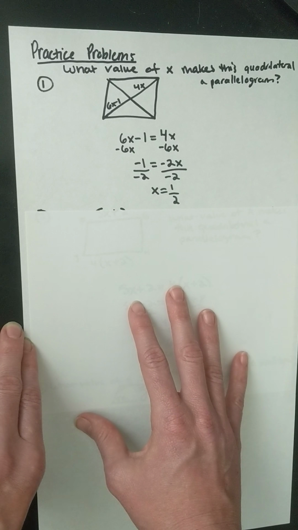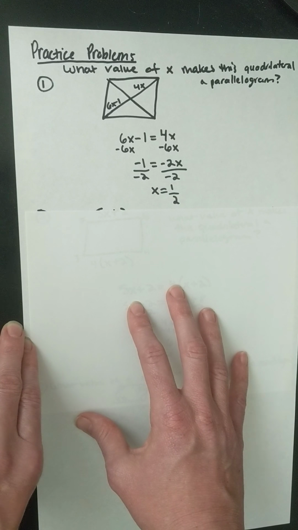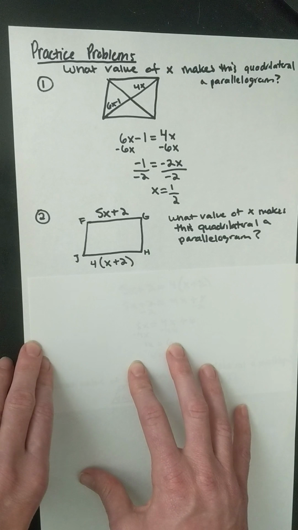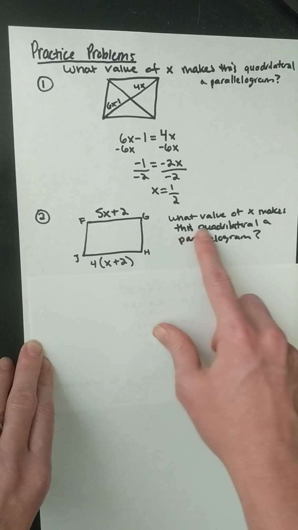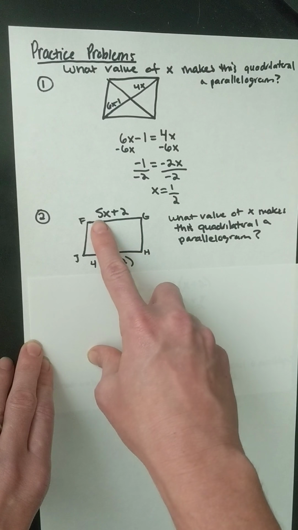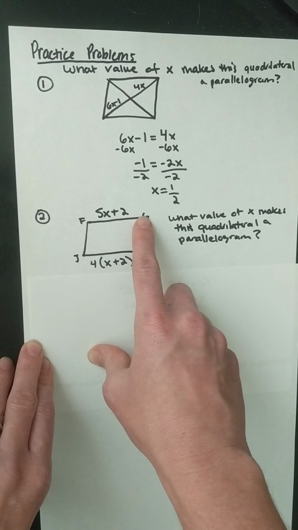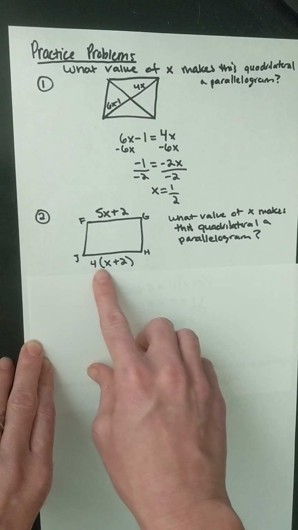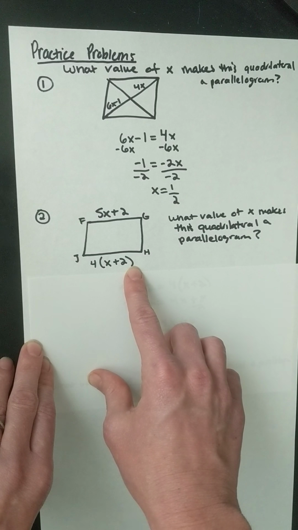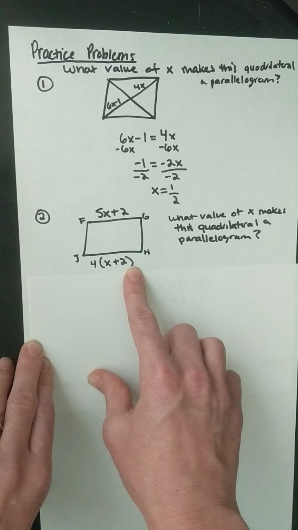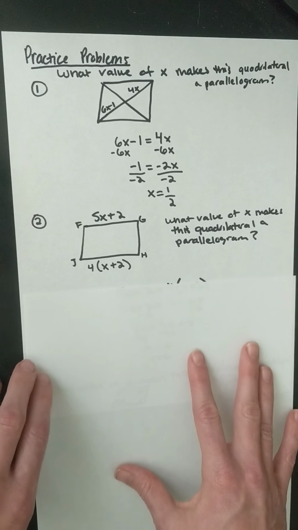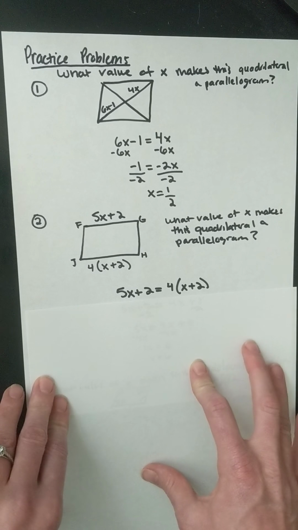Practice problem number 2, and we're going to go through 3 of these. Same thing. What value of x makes this quadrilateral a parallelogram? This side is 5x plus 2. This side is 4 parentheses x plus 2. Go ahead and pause the video now and see if you can solve. So as we go through and set this up, you should have set them equal.